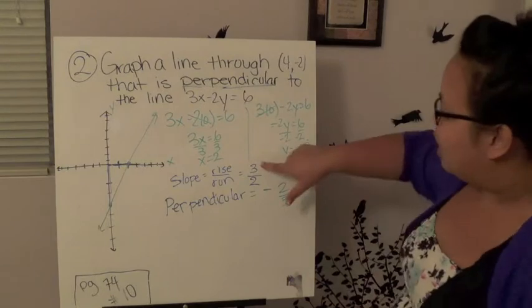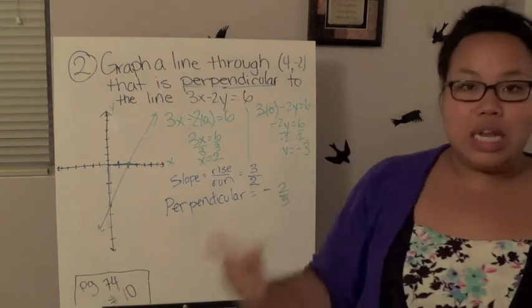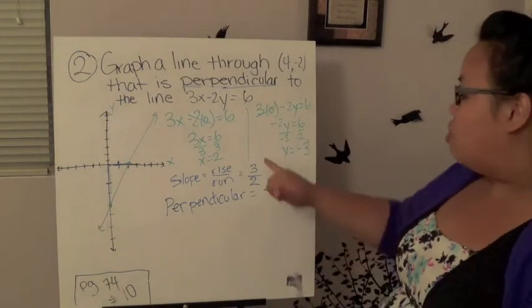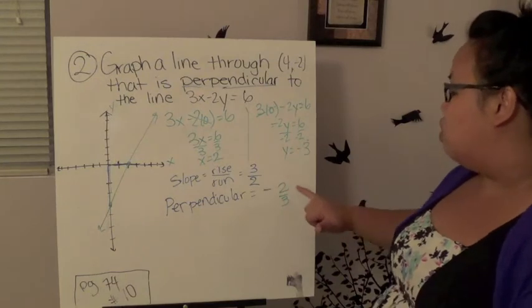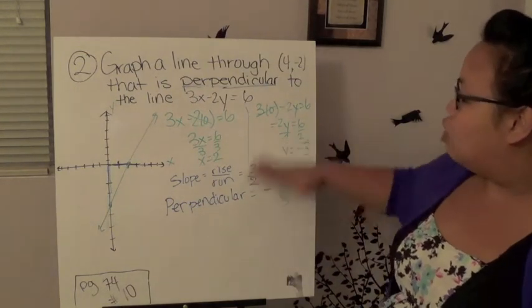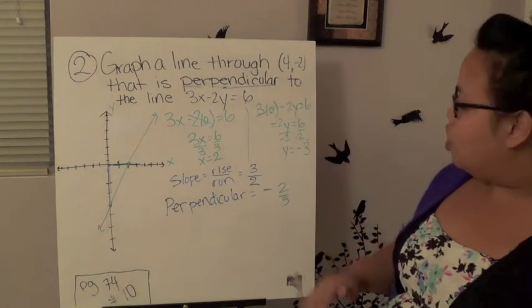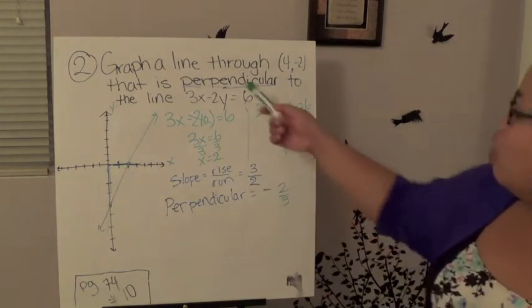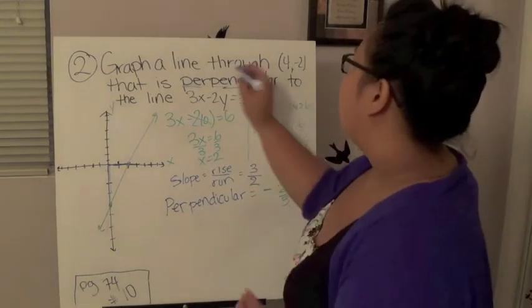That means if I multiply this and this together, I should get negative 1. So you can go ahead and try it. If I multiply 3 over 2 times negative 2 over 3, I get negative 1, so it's a perpendicular slope. Now this is the toughest part, figuring this out. After you figure this out, then we're going to apply this part.